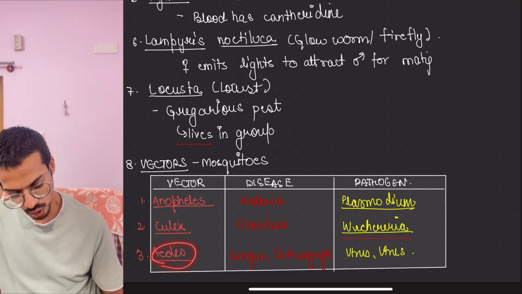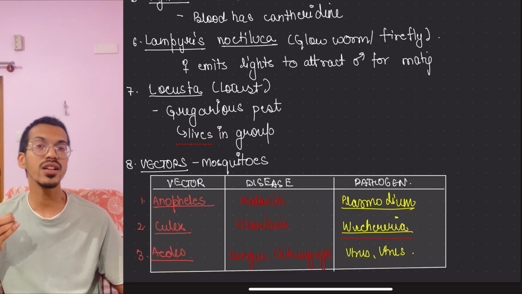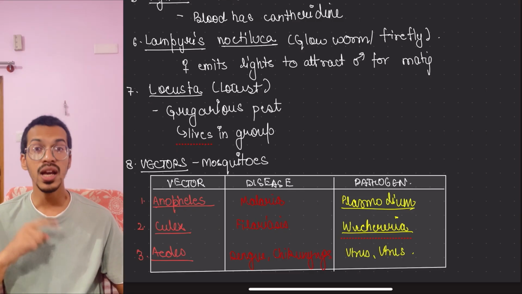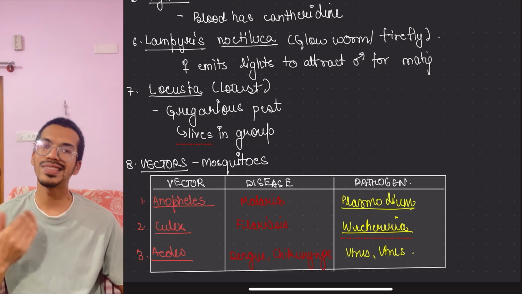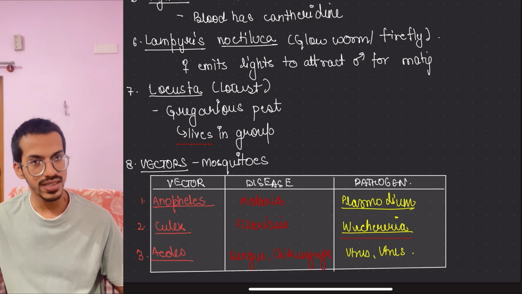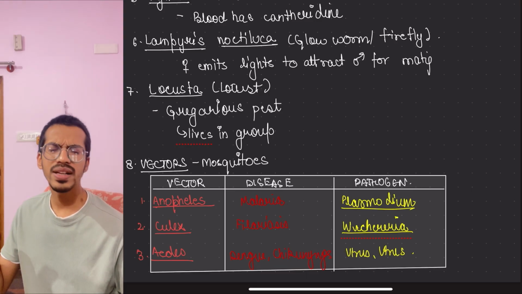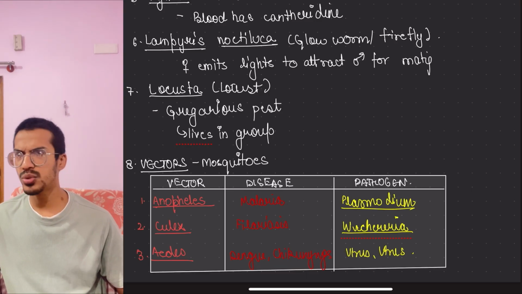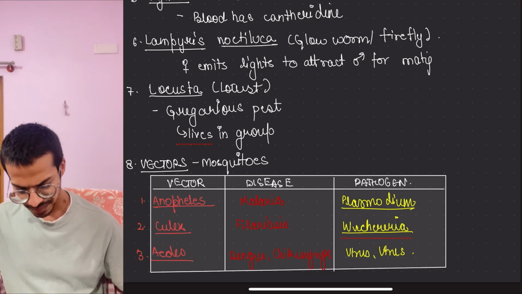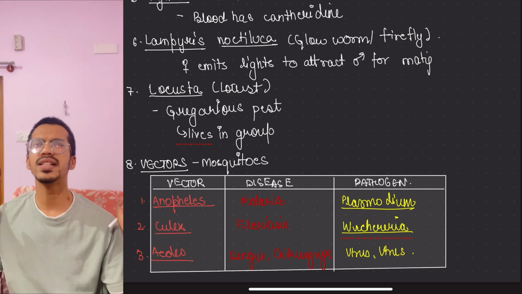Okay, next is the Aedes mosquito. It is a vector for two different viruses, the chikungunya virus and the dengue virus, and they cause what? Chikungunya and dengue fever, or dengue. Somewhere it is also called dengue; it's up to you, whatever you want to call it. Okay, with this, Arthropoda is over.